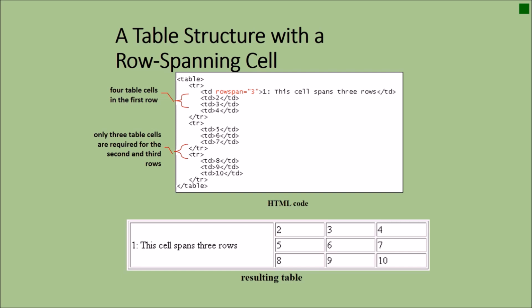So TD rowspan equal to 3, then closing TD. Now this cell spans 3 rows. This is the first column of the first row, but here it is covering 3 rows. So we are using rowspan equal to 3. 4 columns are there, so TD 2, 3, 4, more TDs are there. After that, as the rows are merged, we will write 1 TD less in all other 2 rows to create this resulting table.